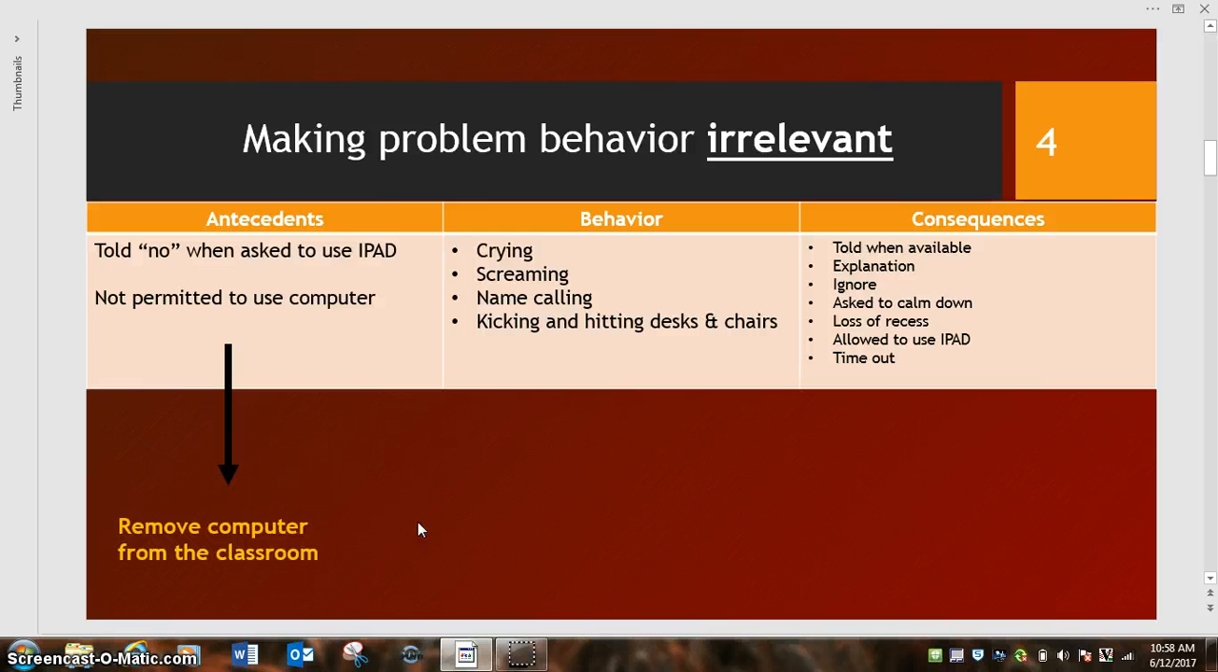Our first step then is to really think about, okay, what would make problem behavior irrelevant, essentially preventing problem behavior. So for this, one maybe simple solution would be to remove the computer from the classroom.